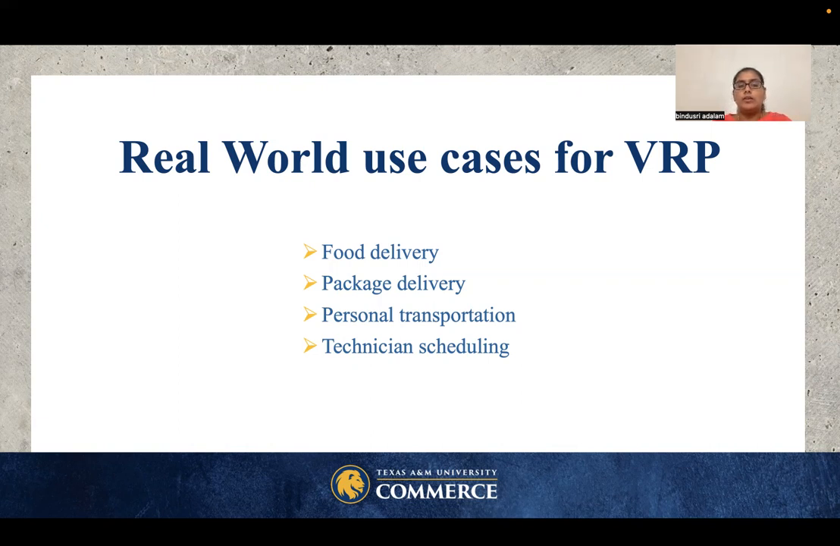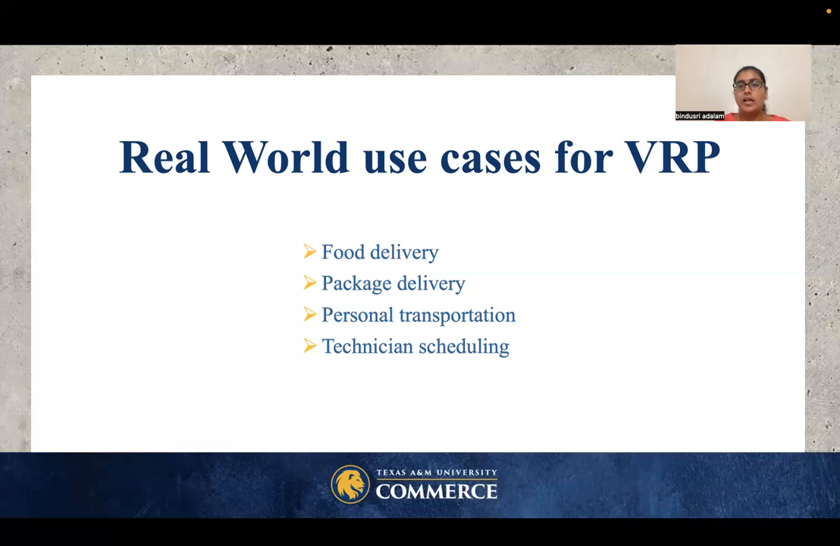Coming to the real world use cases of VRP, VRP is a common use case for businesses that deal with some kind of transportation, such as food delivery, package delivery, personal transportation, technician scheduling, where employees need to travel in order to perform some kind of service or task, etc. Formally, it is an optimization problem that seeks to service the number of customers with a fleet of vehicles. In real life, each use case comes with a unique set of additional constraints.